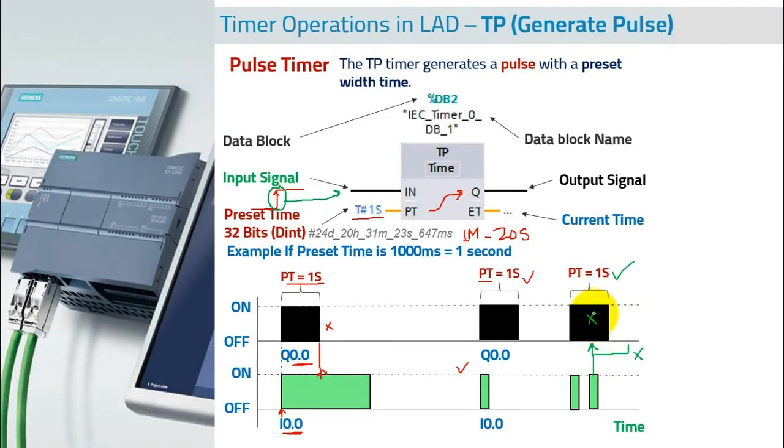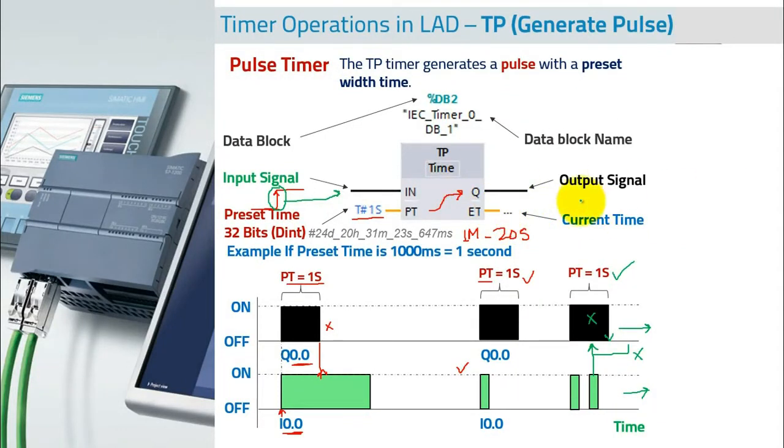If you want another 1 second time, you should give the signal once it's off. So if you give the signal here, then it will be on for another 1 second. So that's the pulse timer to generate a pulse. Now you can use this pulse timer to generate different pulses or continuous pulses.